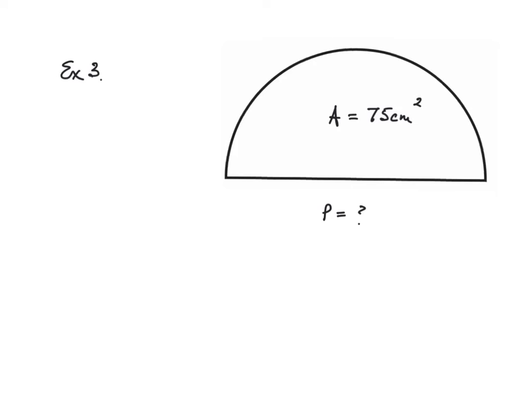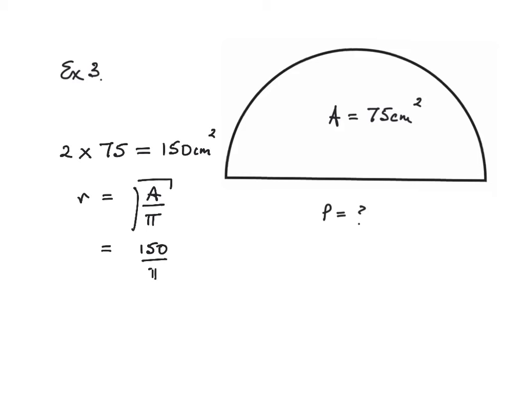So the area of the semicircle is 75 centimeters squared. If we multiply that by 2, we get 150 centimeters squared, which is the area of the full circle. What we can now do is use the formula square root of A over pi, so 150 divided by pi and square rooted. That gives us 6.9 centimeters.